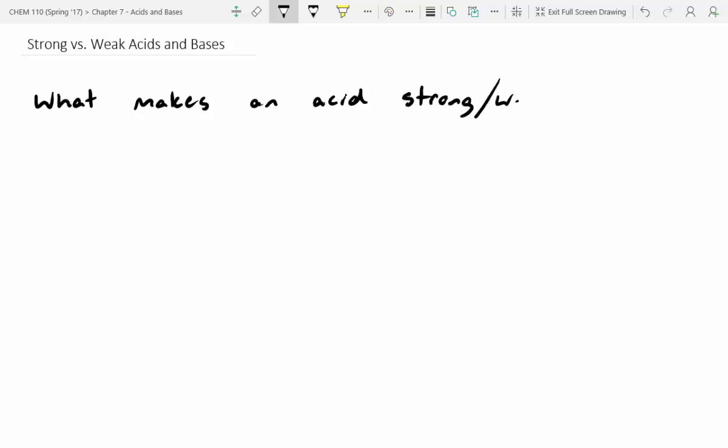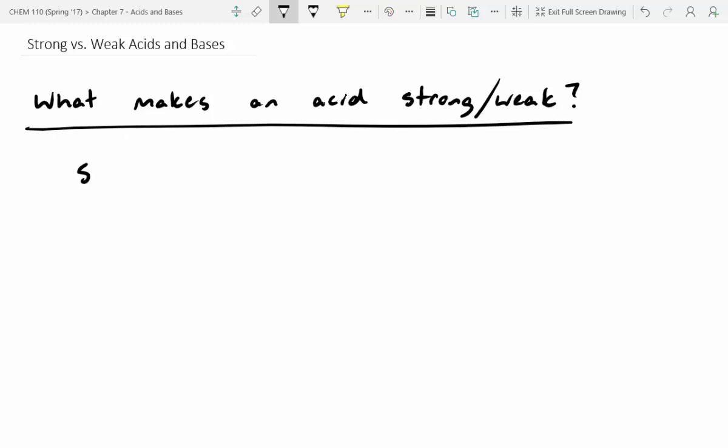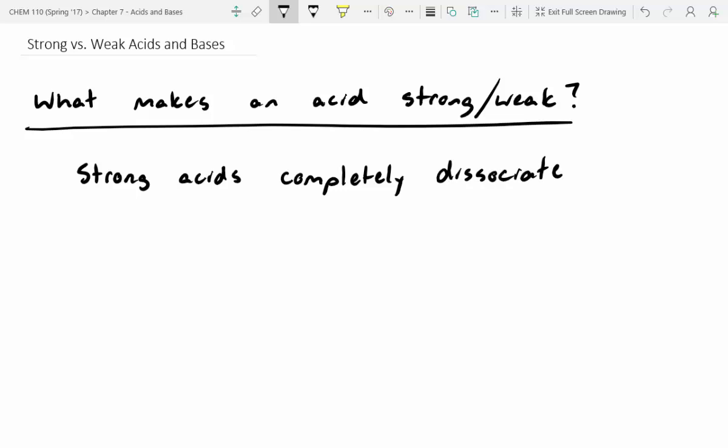Strong or weak. So the easiest way to define this is that strong acids completely dissociate. And so what do I mean by that? I'll do an example.